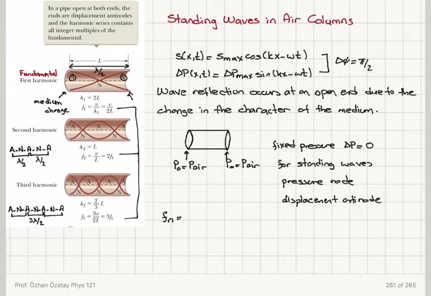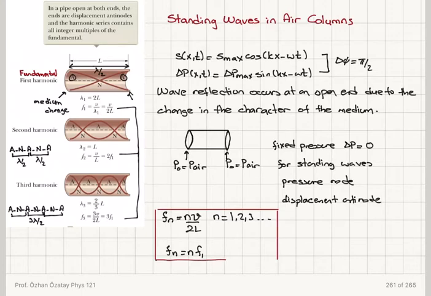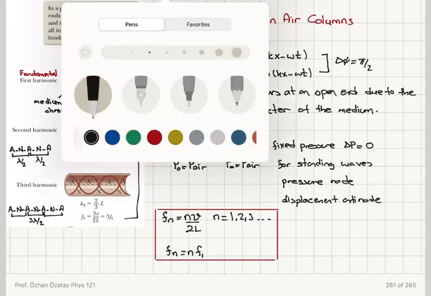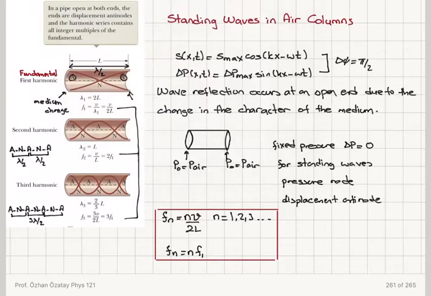So the frequencies are given by fn is equal to nv over 2L, n is equal to 1, 2, 3, and fn is n times f1. So we have a harmonic series for this situation. Now, as I said, we could have equivalently described this in terms of delta P, and then we would say it's node, antinode, node for the fundamental mode.